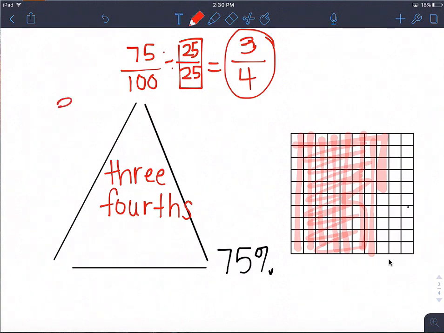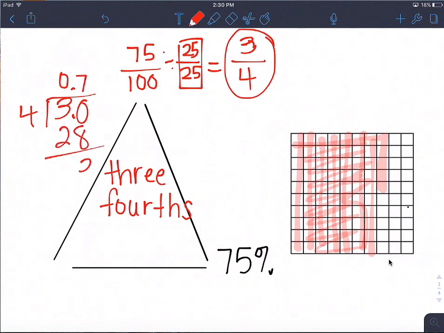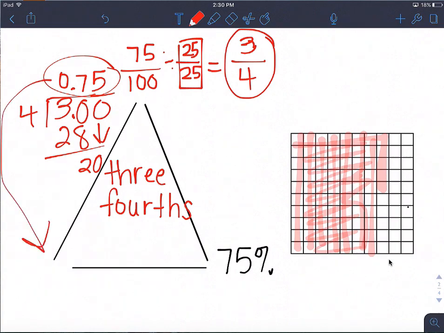And again, I can take my fraction and I can divide. 4 doesn't go into 3, but it goes into 30 7 times. That's 28. Left with 2. Doesn't go into 2, but it goes into 20 5 times. So there we go.